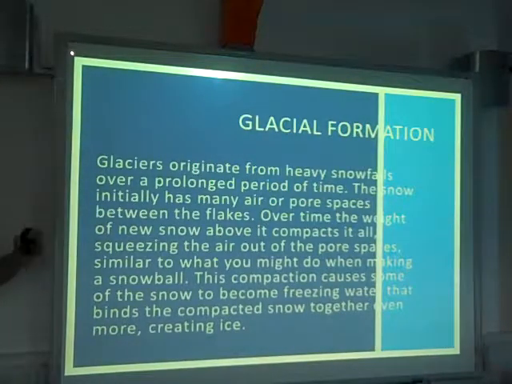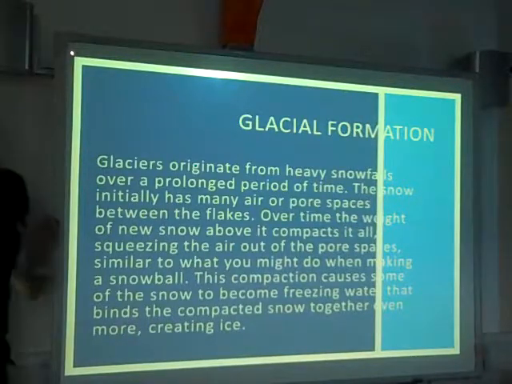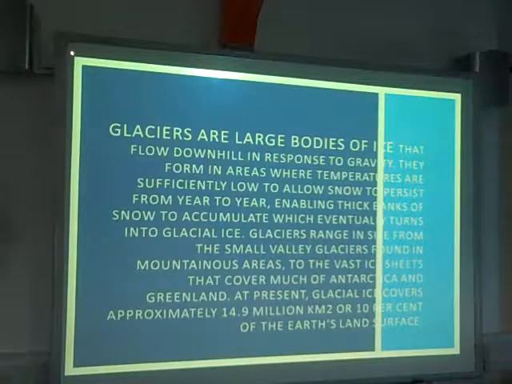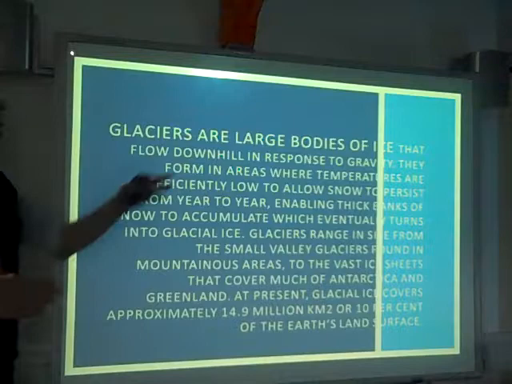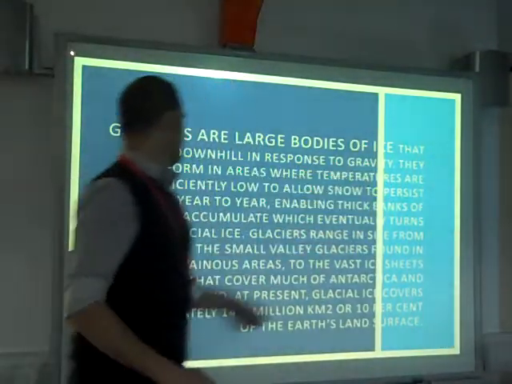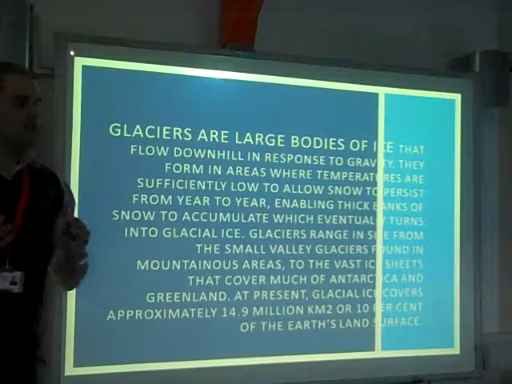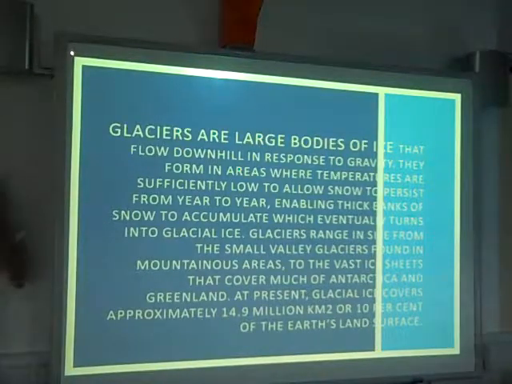Glaciers, just as a bit of background, originate from heavy snowfalls over a prolonged period of time. It often has many air or pore spaces between the flakes, and over time the weight of new snow compacts and creates the glacier. Do not forget that glaciers are large bodies of ice that flow downhill due to gravity. They form where temperatures are sufficiently low for the snow to freeze and to persist on top of a mass of ice or rock.